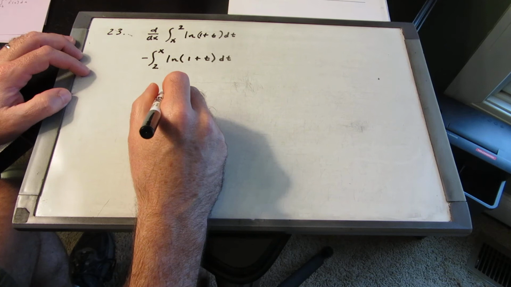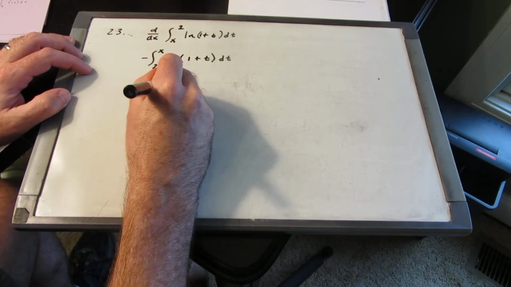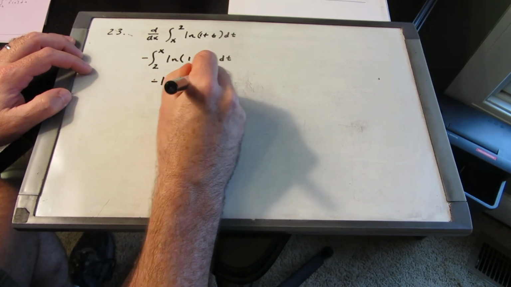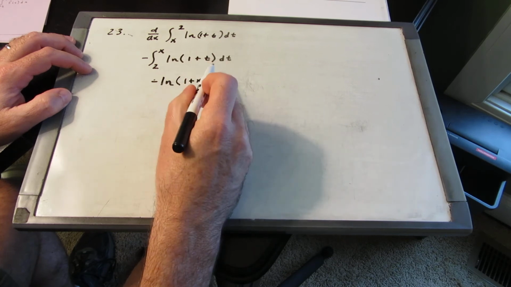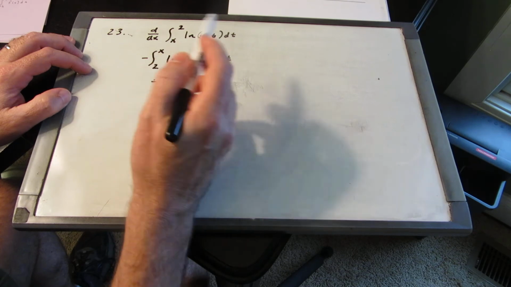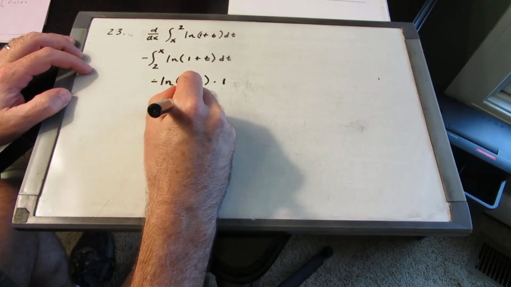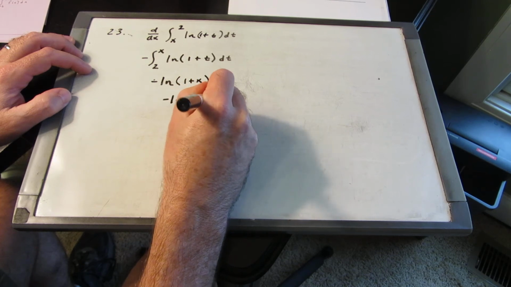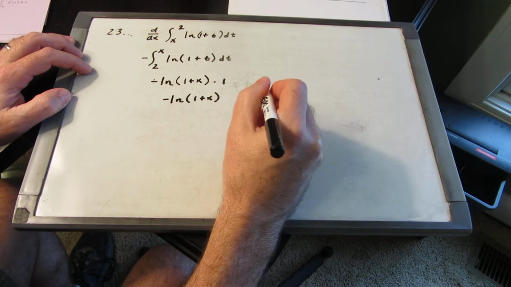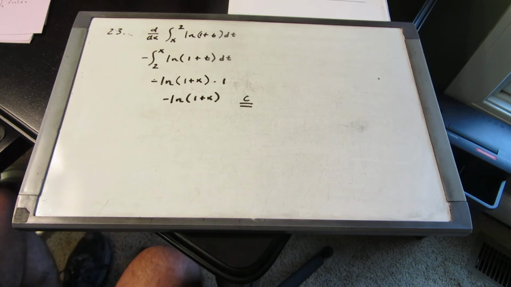So the way that you take the derivative of this is, this is going to be minus the natural log, and you plug x in for t, of 1 plus x, and then you multiply by the derivative of the upper limit, which in this case is just 1. So the answer is minus the natural log of 1 plus x, and that is C. Okay, so that is number 23.